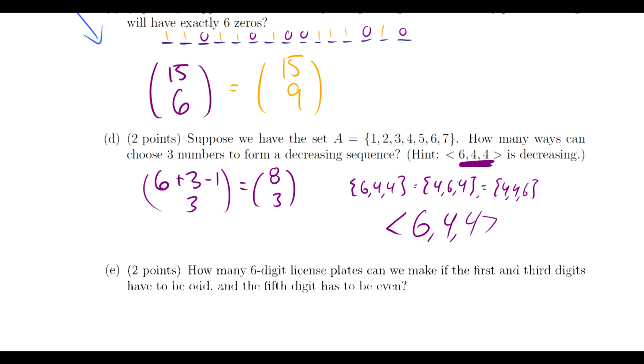And this should be 7 plus 3 minus 1. So that's 9 because we're dealing with 7 elements here. So we have 7, we choose 3, we subtract 1, and choose 3. 7 plus 3 minus 1 choose 3 is the same thing as 9 choose 3. Okay.